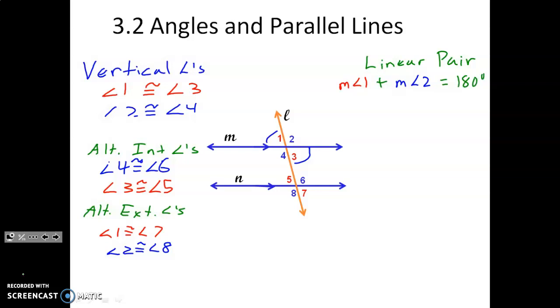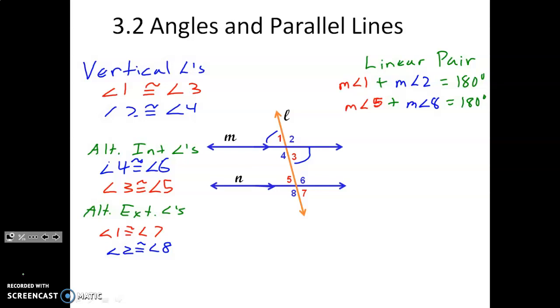And we could go through a lot of those different ones. We could say measurement of angle 5 plus, oops, I want to do that in green. Slow down. Plus the measurement of angle 8, let's say. Well, we know those are going to equal 180. They're a linear pair. Okay? So what are some opposite colors from each other?